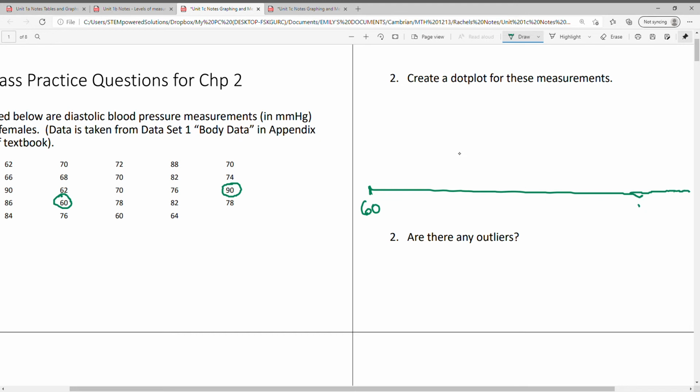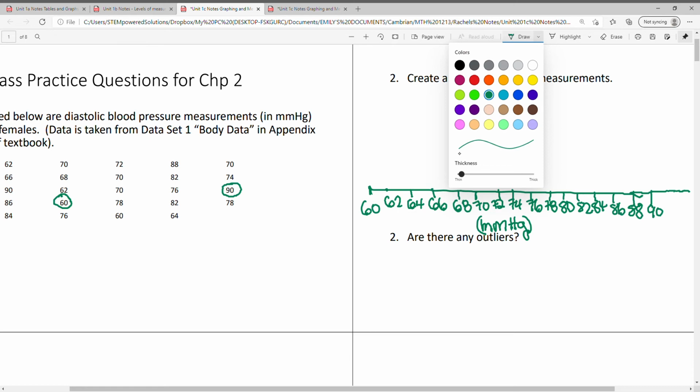All right, so I'll have 60, 62, 64, I'm going to go up by twos, 66, 68, 70, 72, 74, 76, 78, 80, all the way up to 82, 84, 86, 88, and 90. So these are all millimeters of mercury. That's how we label our X, the millimeters of mercury, and what's on the Y is the frequency. So how many times do we see 60?